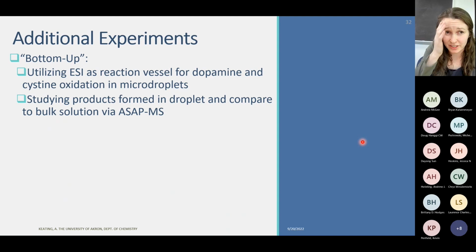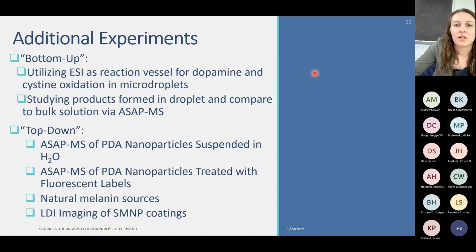Additional experiments we're working on right now are other bottom-up approaches, using ESI as a reaction vessel for dopamine and cysteine oxidation using the microdroplet theory, and then studying the products that form from droplets by collecting that spray and comparing it to bulk solutions using ASAP. That was something my undergrad presented at the most recent ASMS meeting.